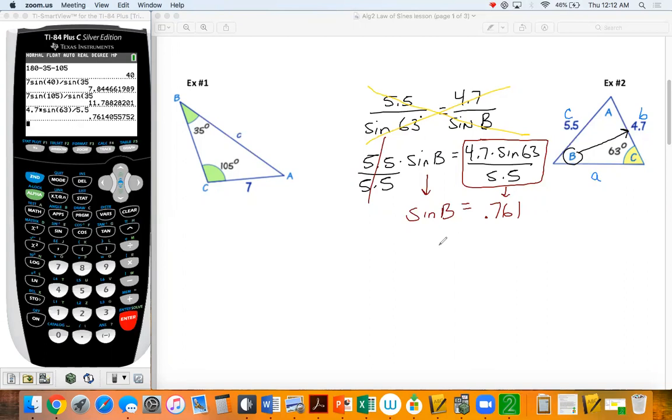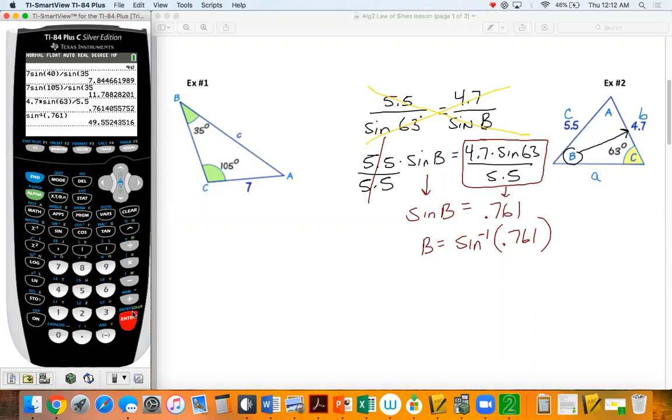Okay. Now, how do you get an angle by itself? You have to do some inverse trig. So to get B by itself, we have to take the inverse sine of 0.761. On my calculator, I'm going to hit second sine of 0.761, and we will get 49.55 degrees, which I will round. Angle B is worth 49.6 degrees. If the rounding throws you off, don't worry about it. This is the important thing right here, that you're getting the math right. So it's approximately 49.6 rounded to the tenth of a degree.